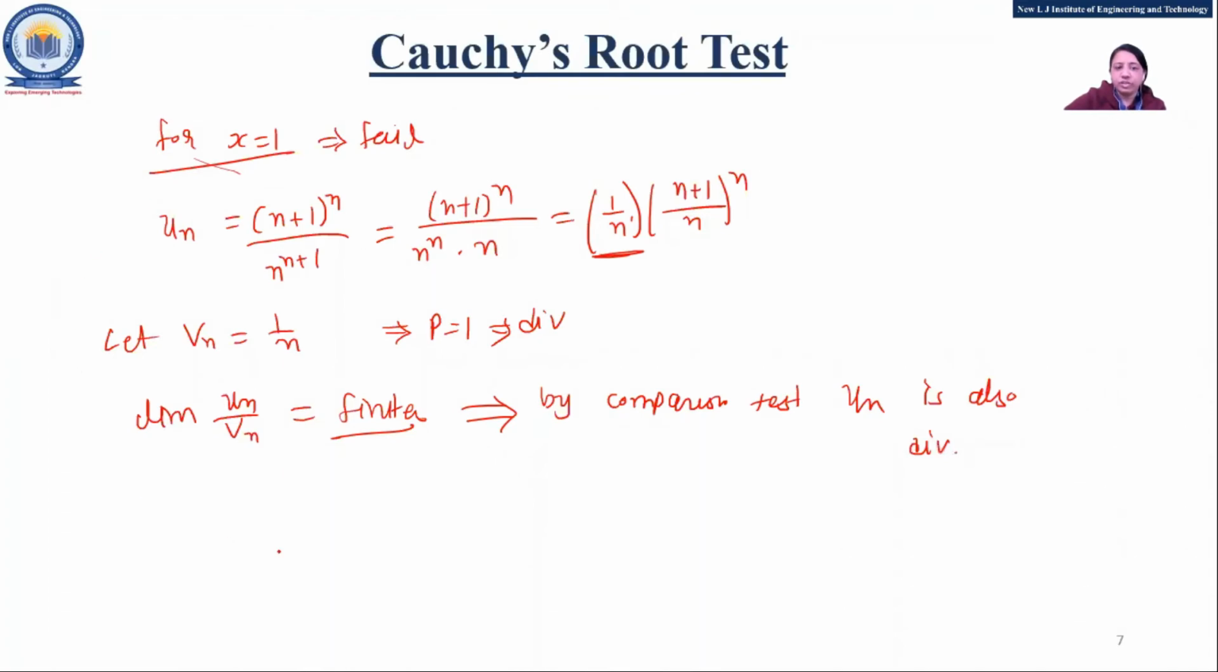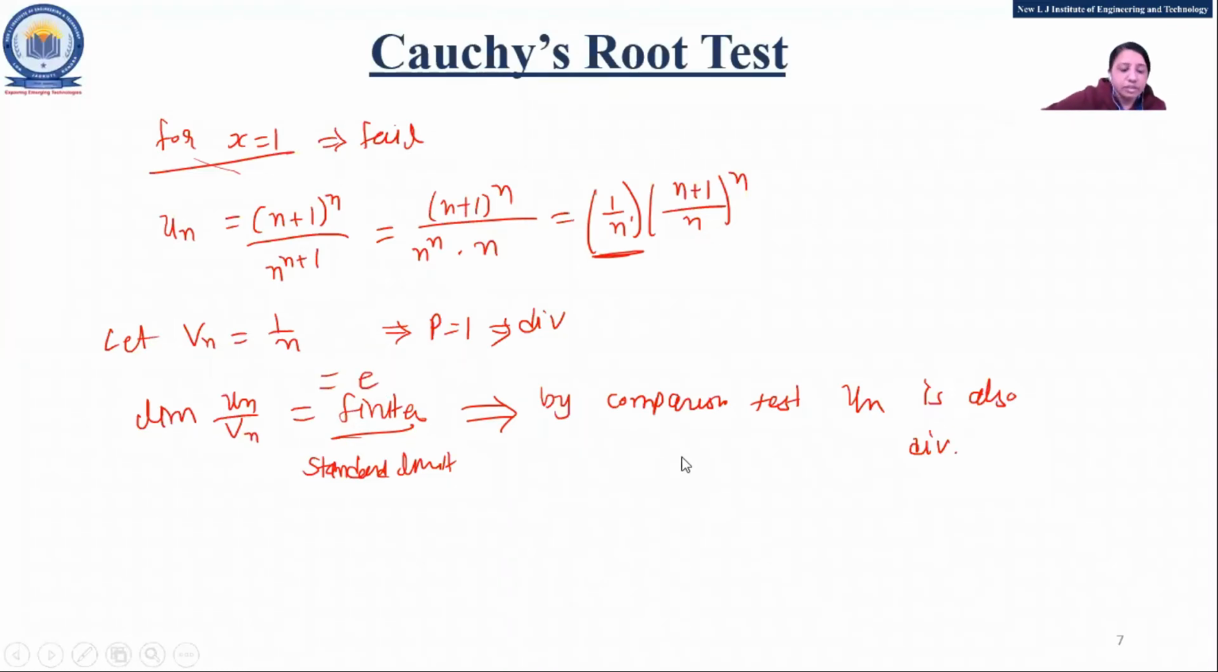Just apply the comparison test, which is similar to the previous question. In the last lecture, we solved that type of question. Any doubt in this? Anyone? For the comparison test, just find un by vn, and you get a finite number. For that, you need to use a standard limit, again 1 plus 1 by n raised to n. Apply the standard limit and you will get the answer, e. Finite answer, that will be e.